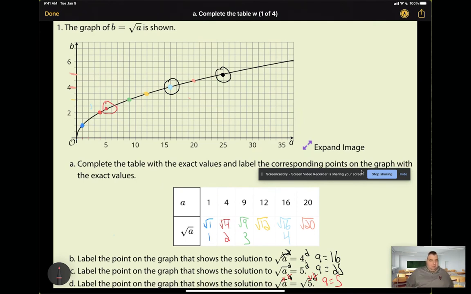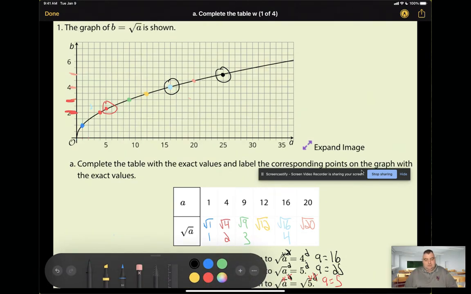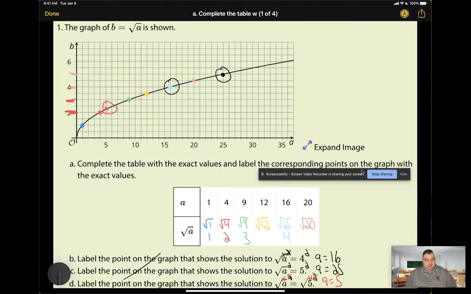That's this point right here. Now, the square root of 5 we know is not a perfect square, but we do know that it should be between 2 and 3. Well, here is the point. 2 is over here. 3 is here. This point is definitely between that. So it is in the right spot. Okay? So that is it for this section here.